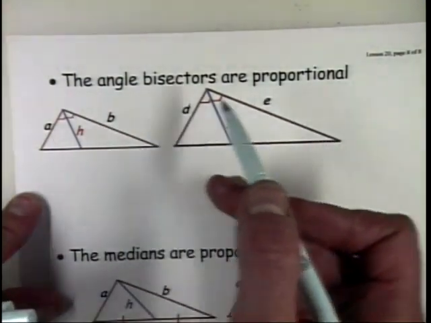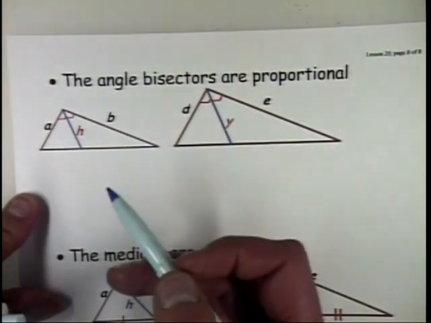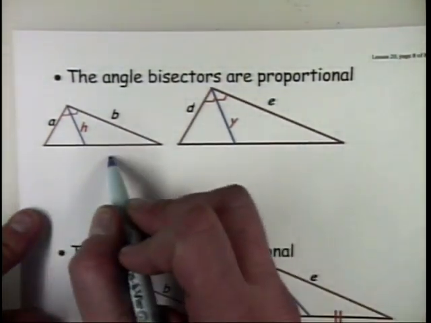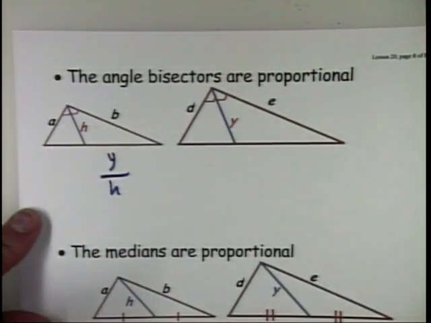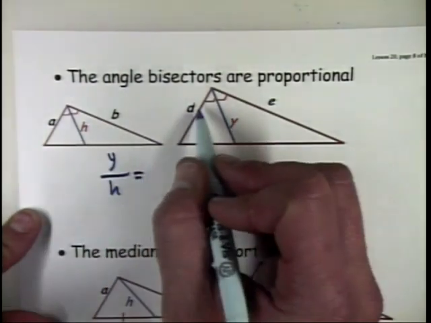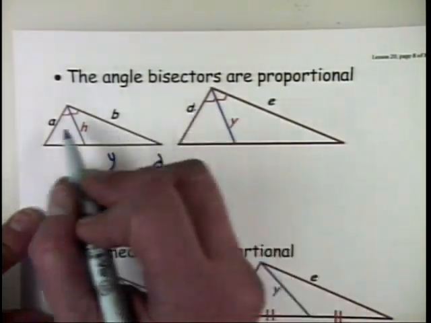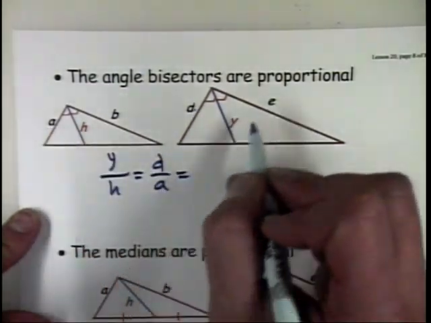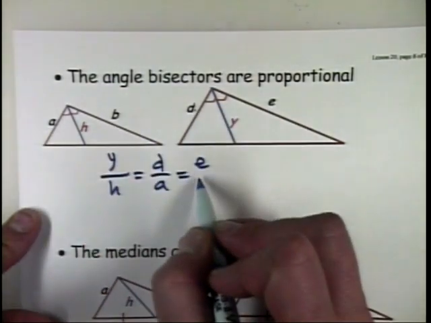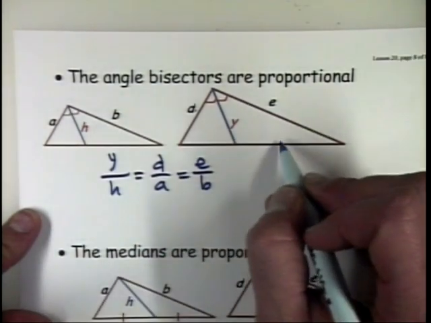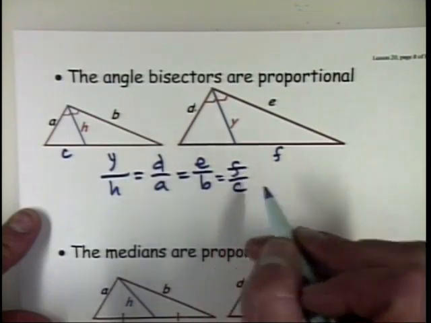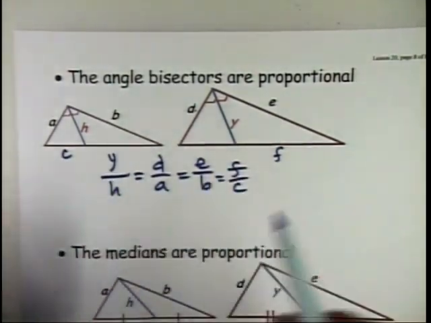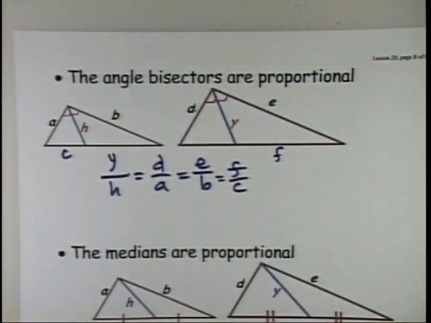Now, I've been going small to large, and that's okay. But did you know you can go from large to small so long as you keep the correspondence the same? So I could say the angle bisector of the large, which is y, is to the angle bisector of the small, h, as D is to its corresponding side A, as E is to its corresponding side B, and what the heck, I'll label this side F again and this side C, as F is to C. So large is to small, as large is to small.